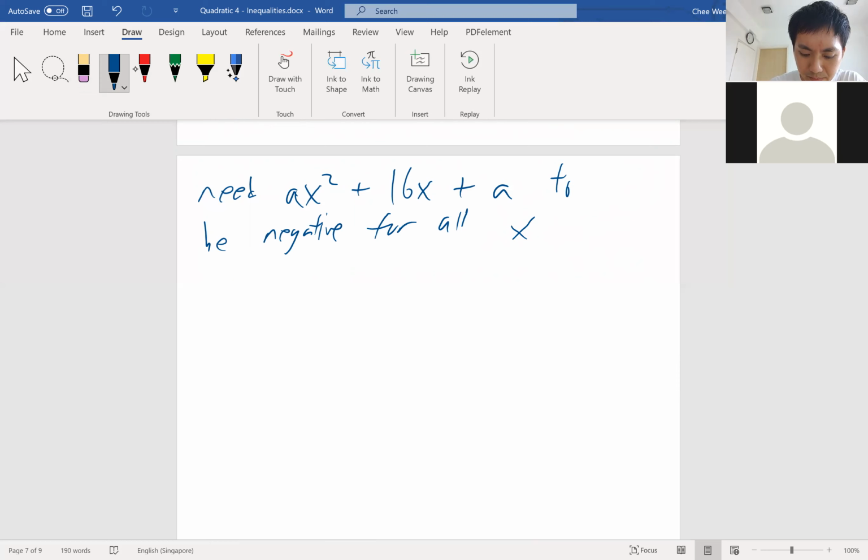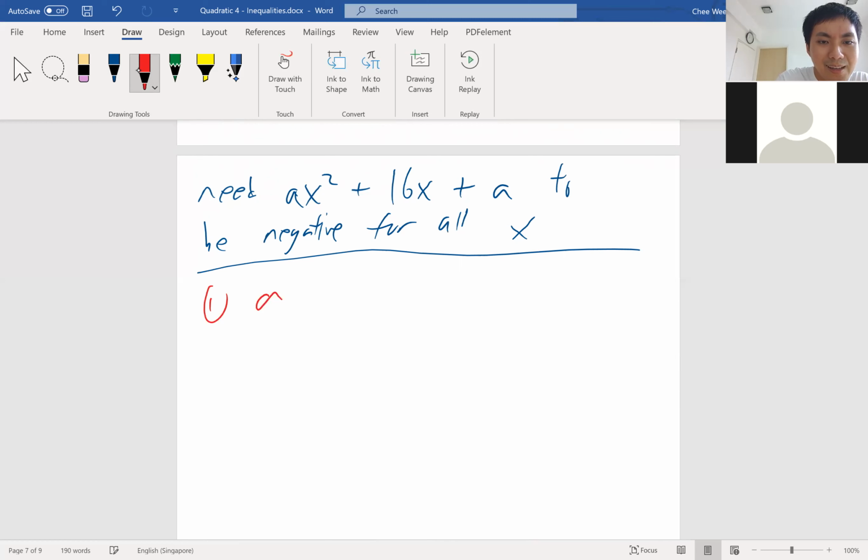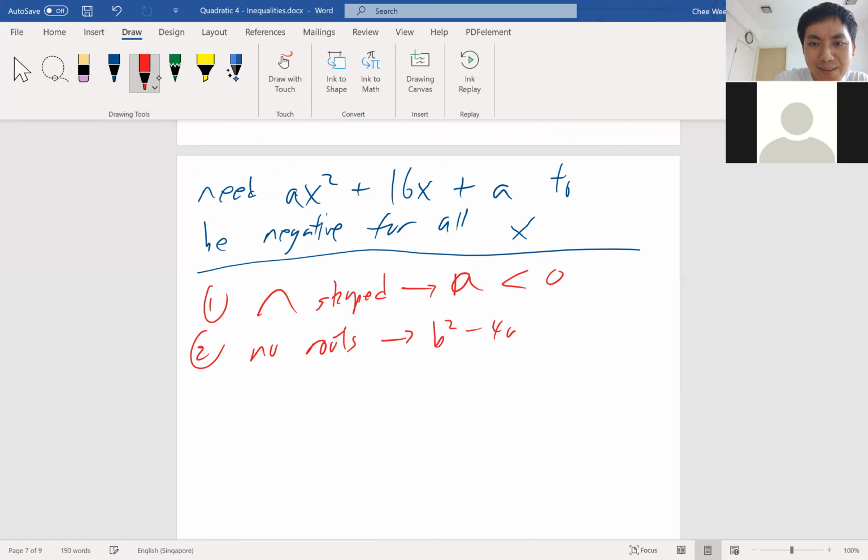That would just be a is less than 0, and b squared minus 4ac is less than 0. Be careful. Both are less than 0. It's always good to write this down. So N-shape: a needs to be less than 0, and then b squared minus 4ac has to be less than 0. So no roots. Get it now?